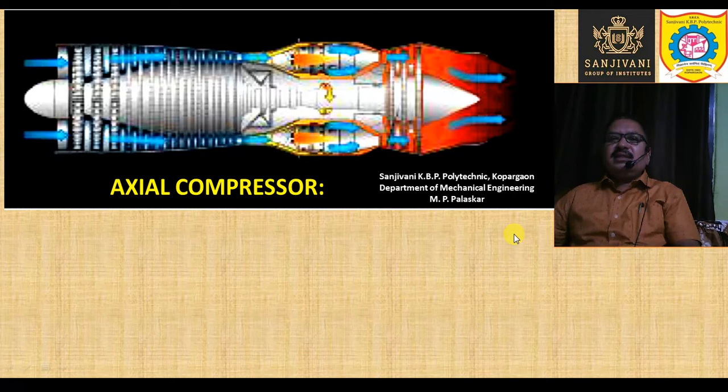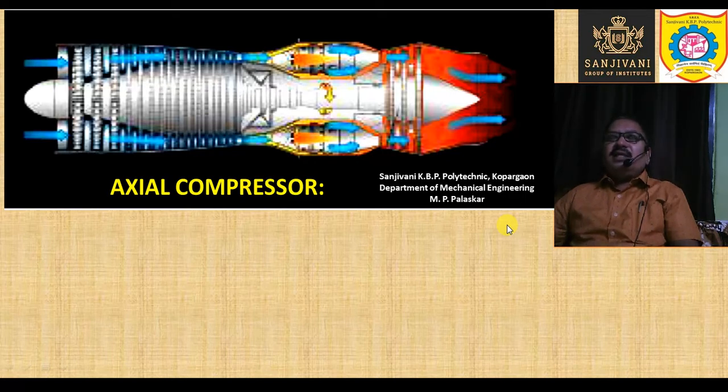It means in this compressor the kinetic energy of the air is converted into pressure energy. But for this, first of all, the air should be imparted the kinetic energy. So the rotor of the compressor imparts kinetic energy to the air, and then the kinetic energy of the air is further converted into pressure energy, and thus the pressure of the air increases. So this is the working principle of the non-positive displacement type compressors.